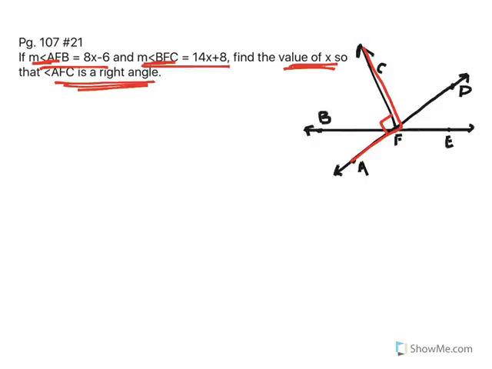Next, the question tells me that the measure of angle AFB, so this is angle AFB, equals 8x minus 6. So I found AFB on the figure, and I labeled the information. So it's 8x minus 6 is AFB. Okay, great, we did that. We did AFC, making it a right angle. All right, we're doing well.